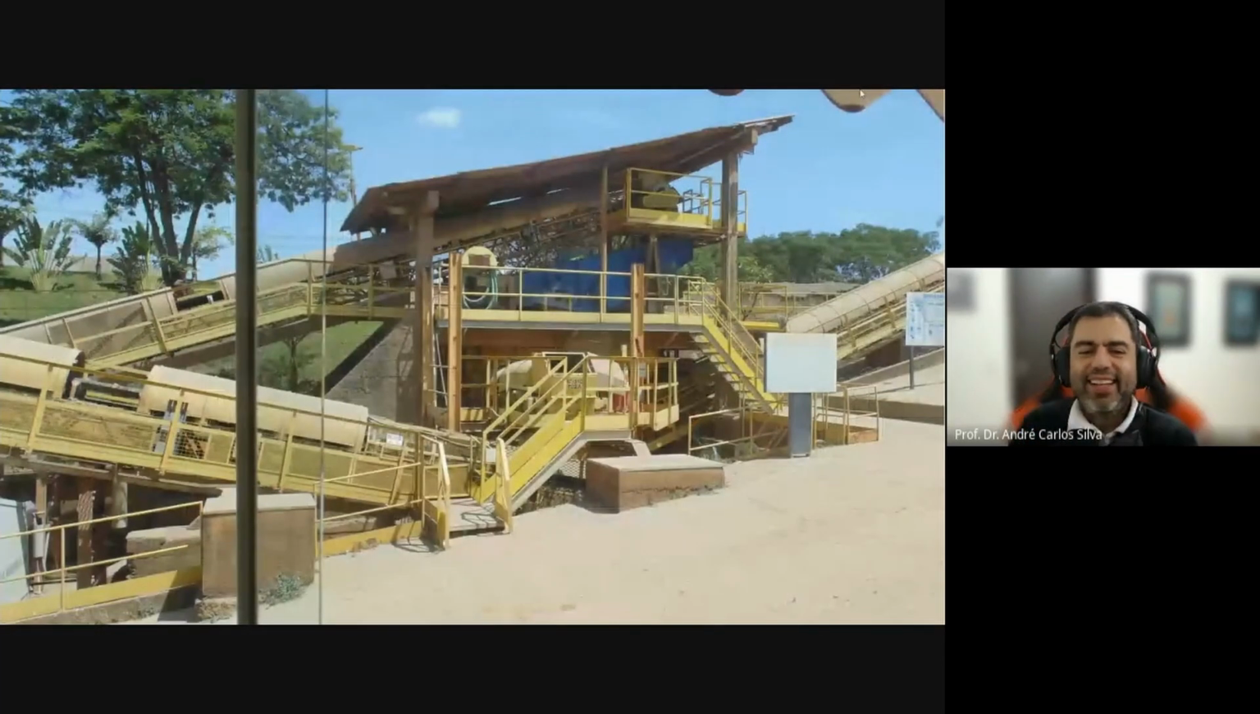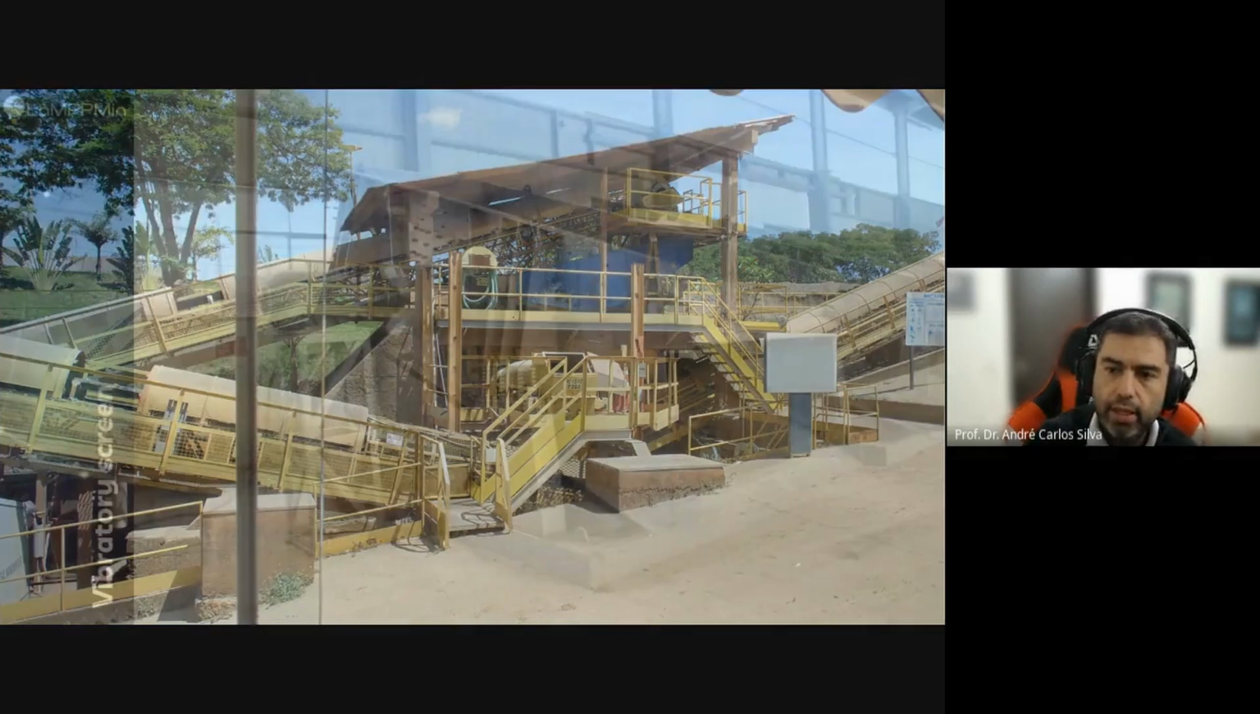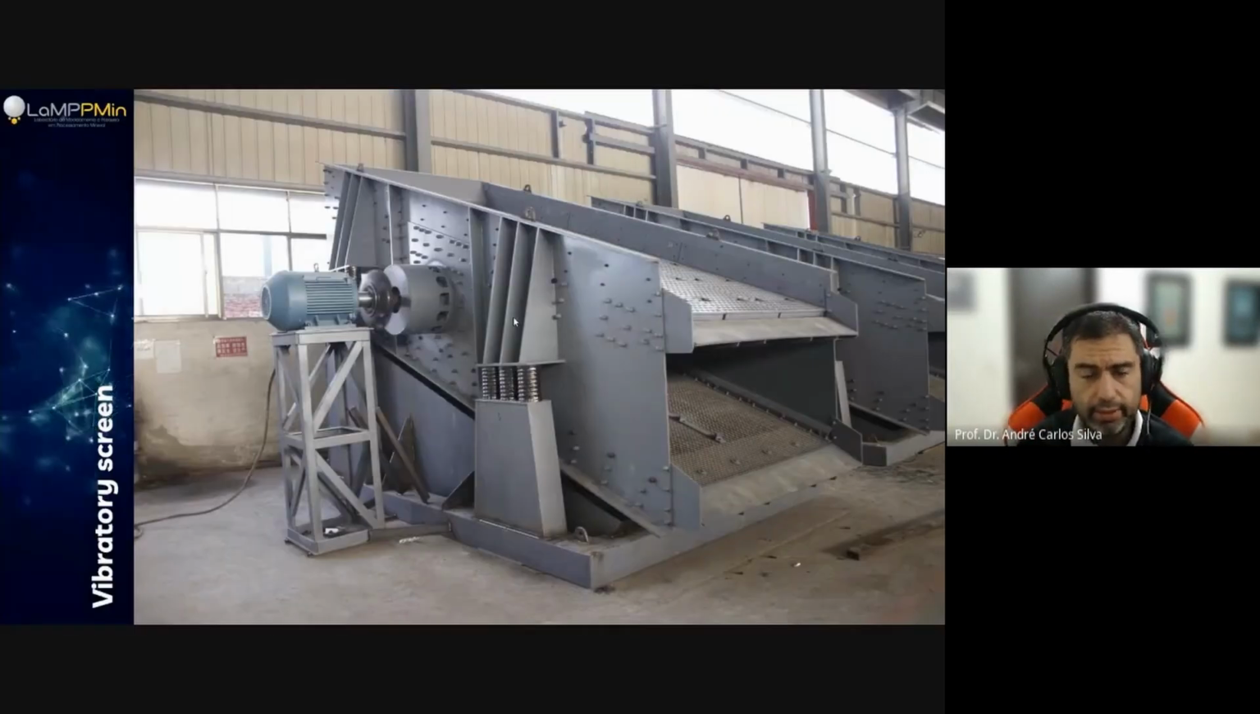Okay. So let's go to see some screening equipment or classification equipment working. So this picture was taken here in Catalão, in the phosphate company that we work close to. This is coming from Copebras. It's an old picture. It's from 2015, but the equipment stays in the same place over there, with the same functionality. So you can see over here that we have a vibratory screen, okay? So taking a look at different angles and different places, that's the screen.